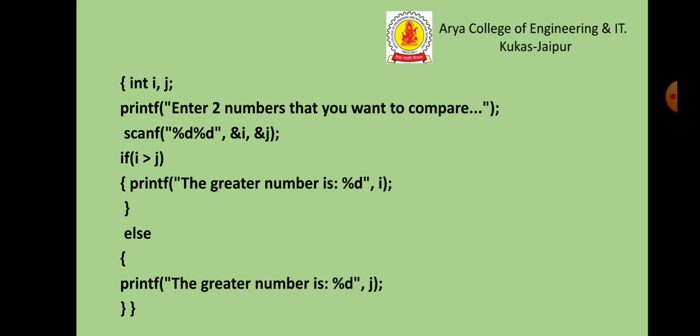We declare two variables, local variables for the function, int i and j. We take the two values from the user. We scan the values i and j. If i is greater than j, printf i is greater, else printf j is greater.